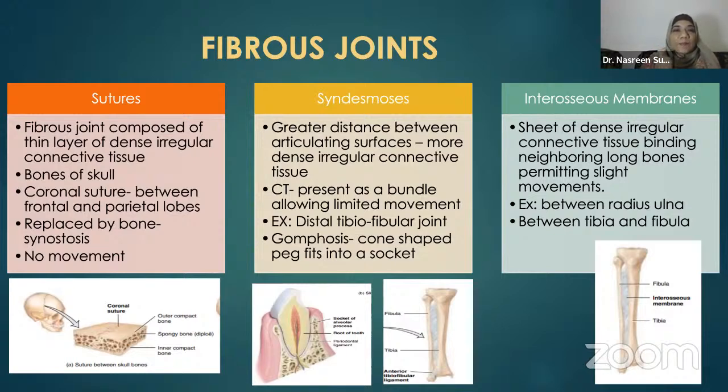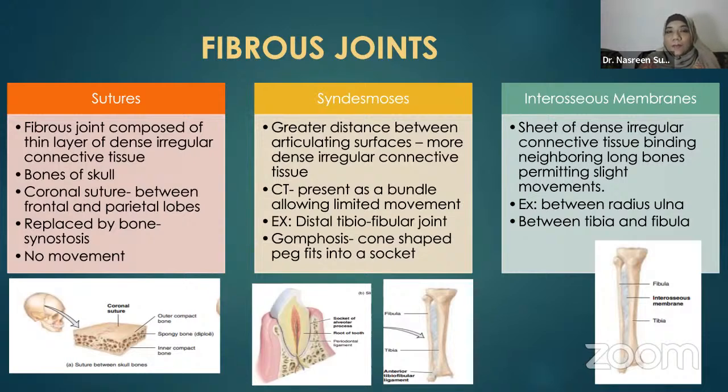Now coming to the different types of fibrous joints. We have three types: sutures, syndesmosis, and interosseous membrane. So what are sutures? What are syndesmosis? And what is the interosseous membrane? On what basis are they divided into three? They are divided on the amount of dense irregular connective tissue present between the two bones.